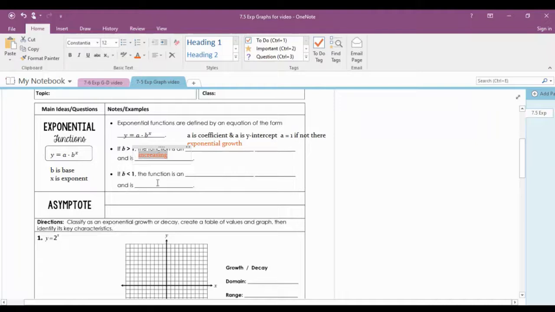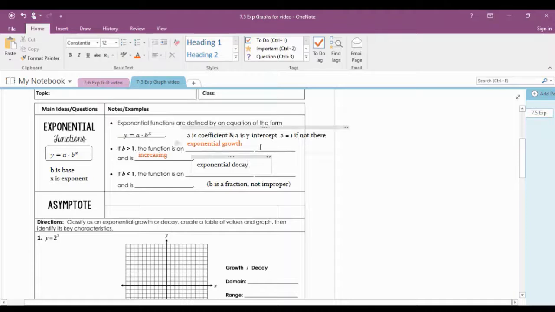Okay, now if b is less than 1, that really means b is a fraction. Not an improper fraction, though. This is important. This is something that people mix up all the time because they'll see a fraction and think it's going to be decay, but an improper fraction is greater than 1. That means it's like 5 over 2 or 8 over 3 or something like that. Improper fractions are greater than 1 and they will be growth. But when they're fractions less than 1, they are exponential decay.